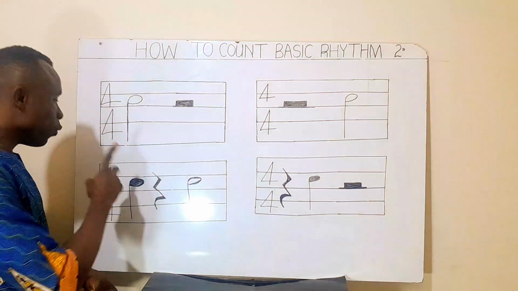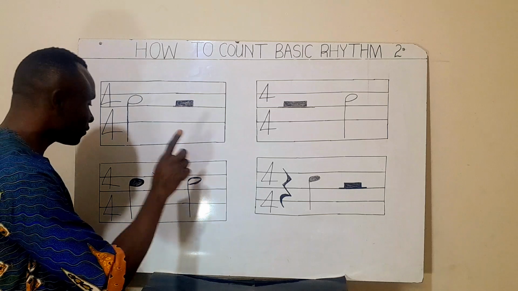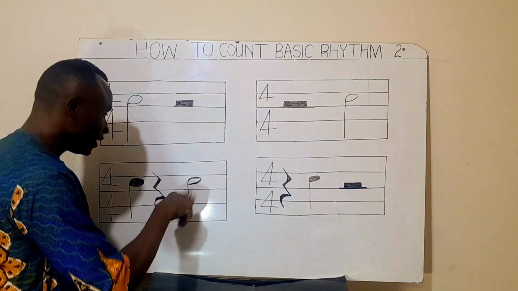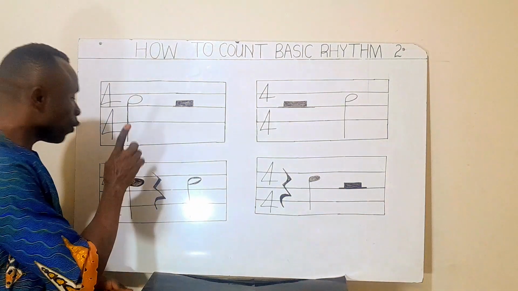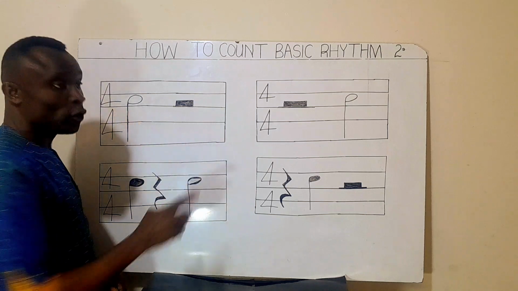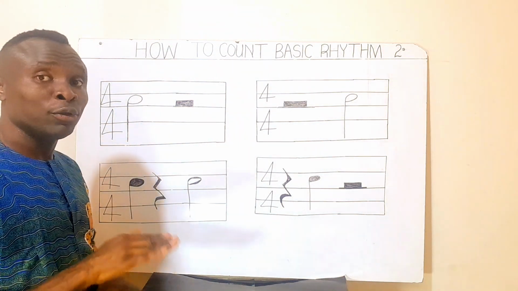Let's go. 1, 2, 1, 3, 1, 3. Or you can also say 1, 3, 4. So at the second beat where we have a rest, I did not produce any sound.